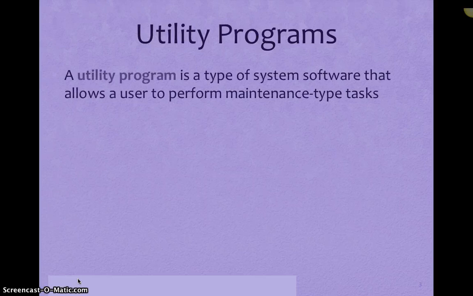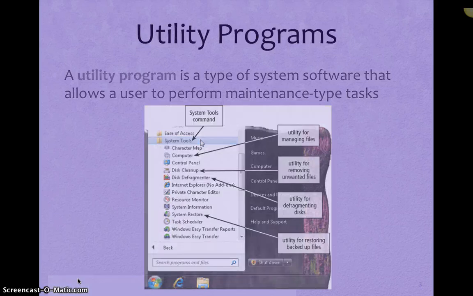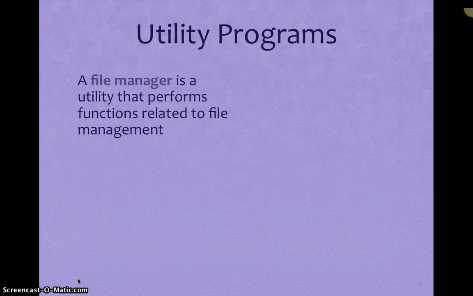So some of the utility programs that we have, and a utility program is a system software that allows a user to perform maintenance type tasks. We reviewed that in the last lecture. So there's a lot of stuff that we can do with it. Part of what we can do is file management.